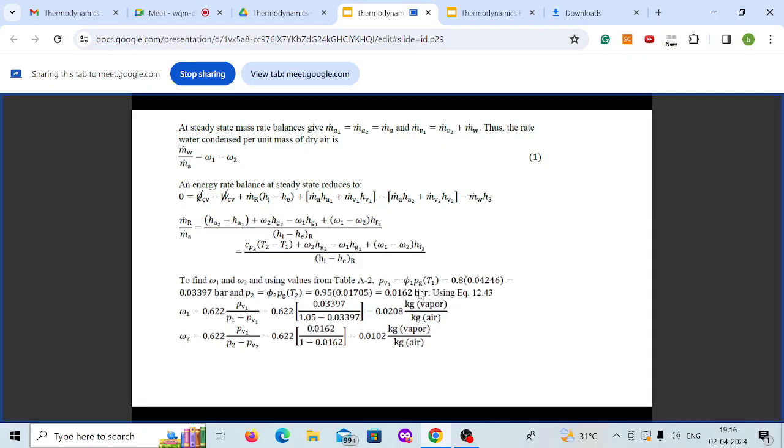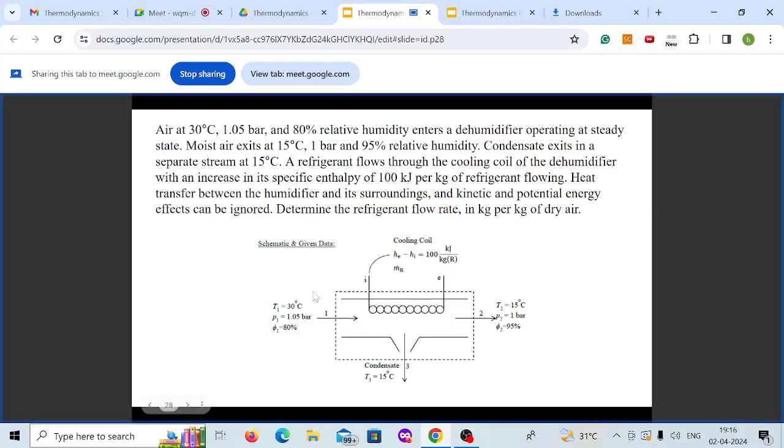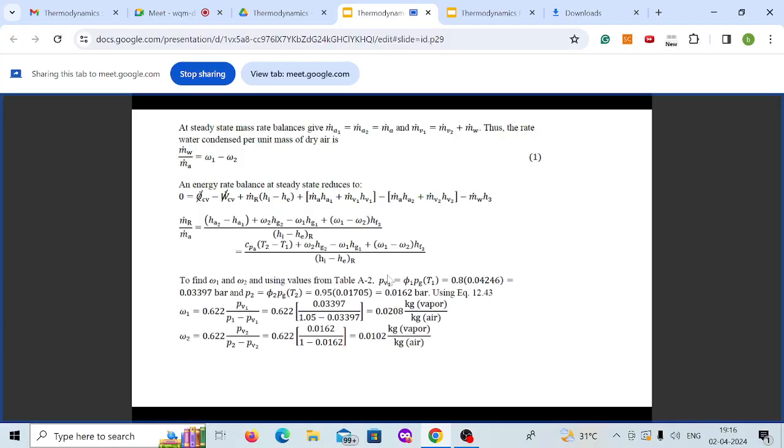So from the steam table we can find out the saturated pressure corresponding to 30 degrees Celsius and 50 degrees Celsius, which will give me the vapor pressure corresponding to that. So PV is 5 into your saturated pressure at T1. So this gives you 0.03397 bar, and similarly at T2 it is 0.0162 bar. So using omega is 0.622 into PV by P minus PV, this will give me specific humidity of 0.0208 kg of vapor by kg of dry air.